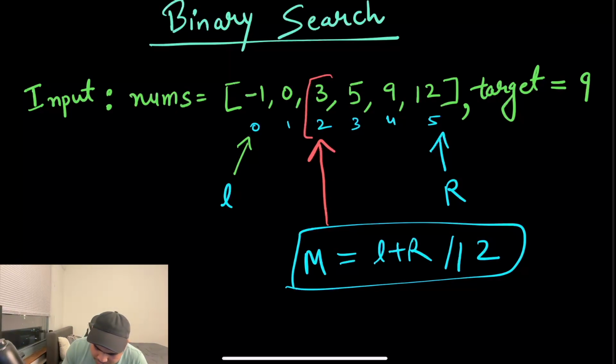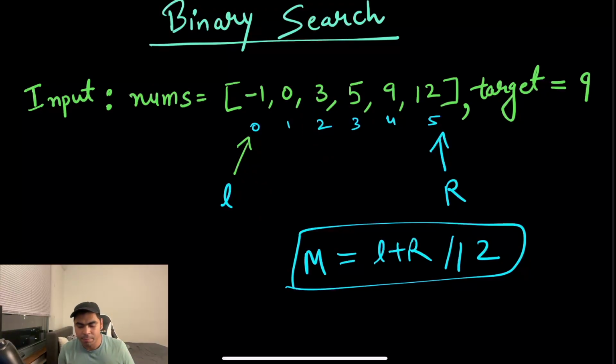Is this equal to 9? No. That's one scenario that's happening: we were checking if it is equal to our answer, but it is not. So if it is not, we compare. Since we just divided our input array into two halves, into this half and this half, this was our middle.